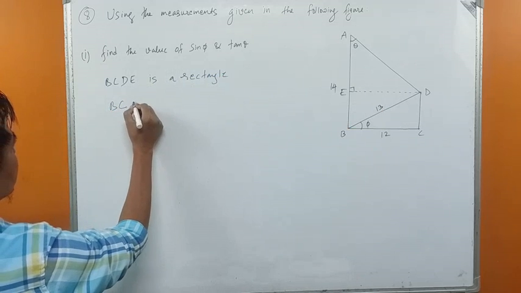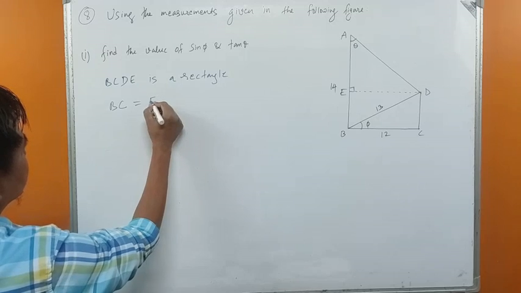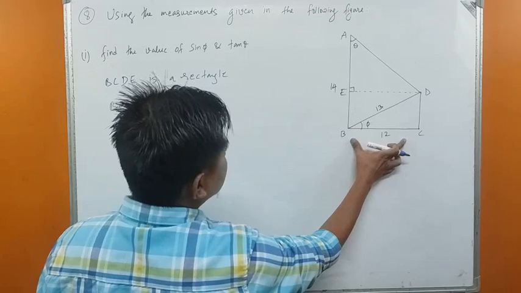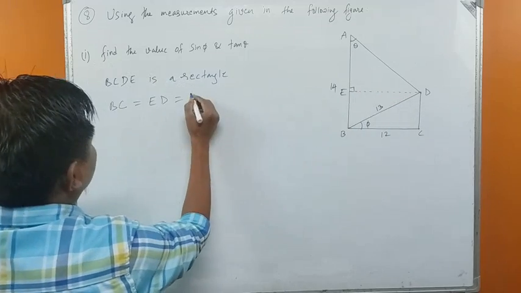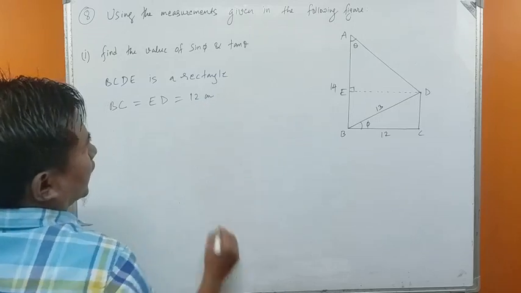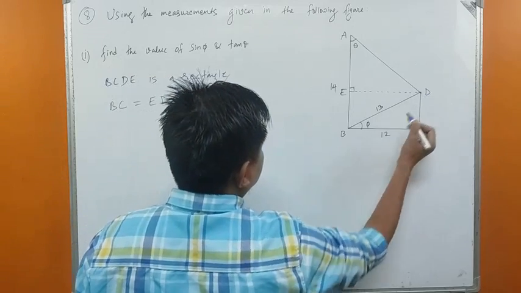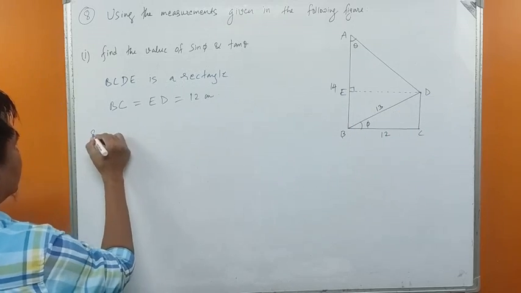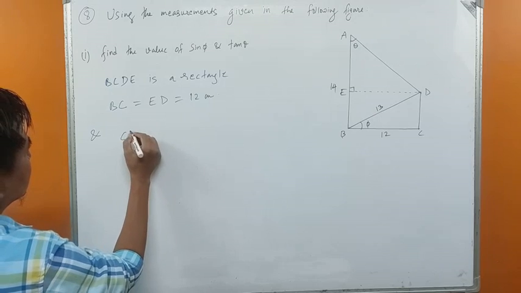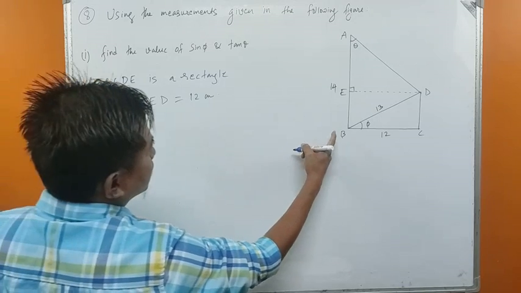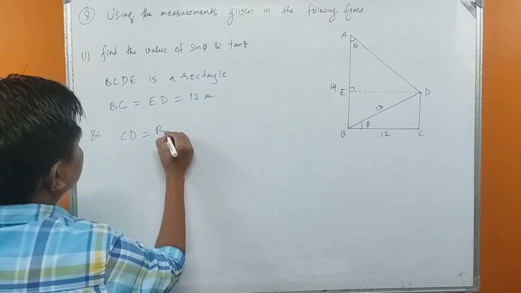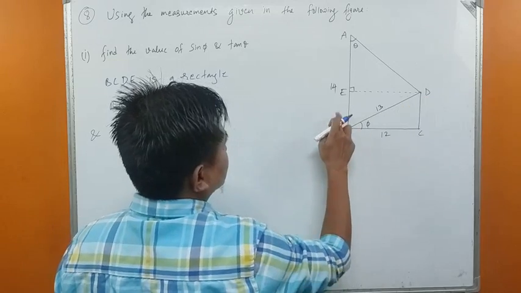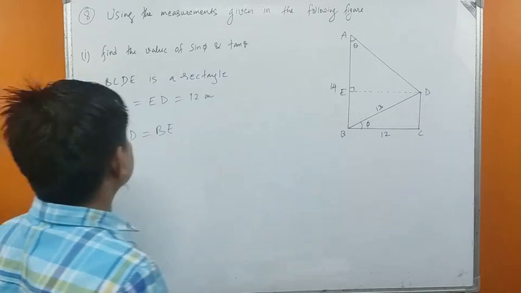BC must be equal to ED, which is 12 centimeters, isn't it? Because BC is given to us as 12, ED must be 12. And this side CD must be equal to BE, the opposite side, breadth, isn't it? We don't know CD or BE. So let us find CD first.